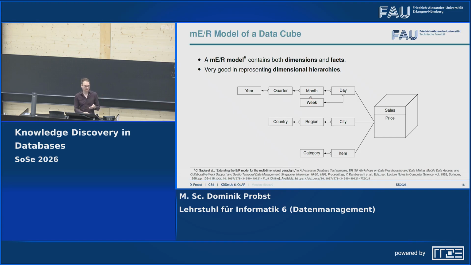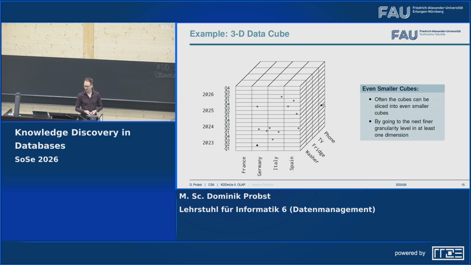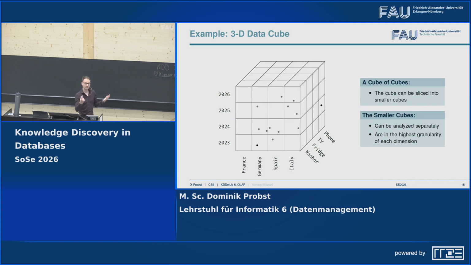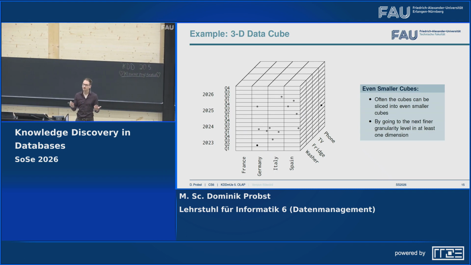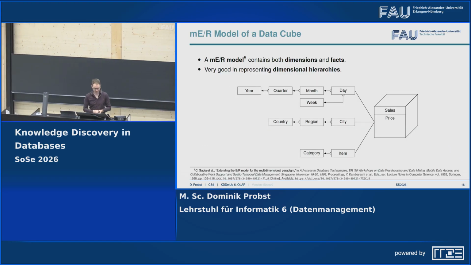Why? Well, a week can span several months. So a calendar week, the next calendar week might also span May and June. So we have to put them in parallel because there's no certain distinction between these two. Then the next coarser granularity would be quarter, and then year. And by going from a coarser granularity to a finer granularity, we can split the data cube into finer, smaller cubes.